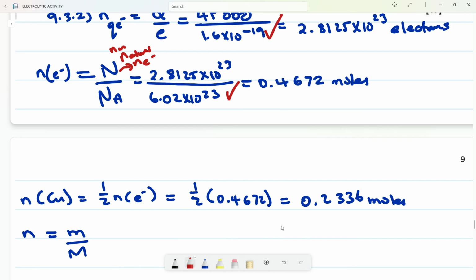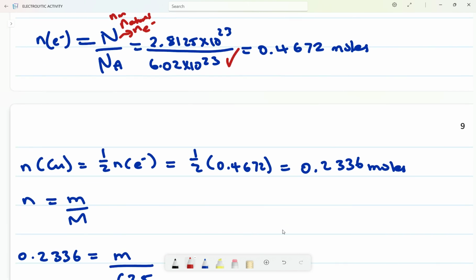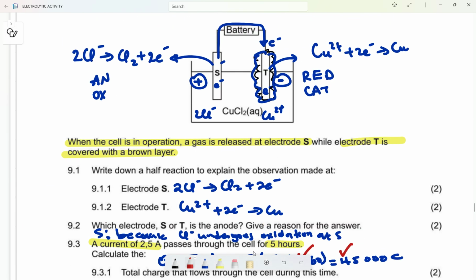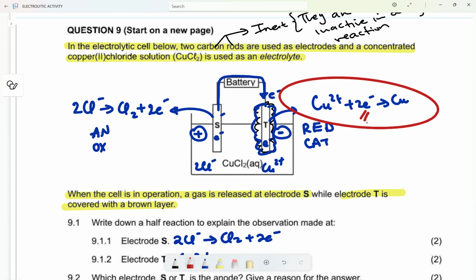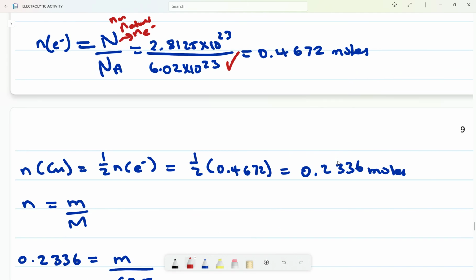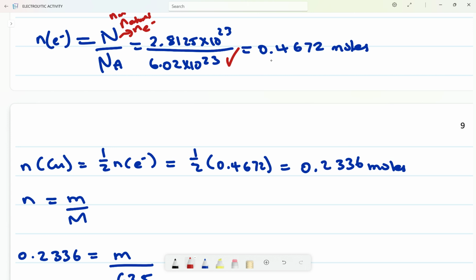I do that by dividing by my what? My Avogadro's constant. But I do not necessarily want the number of moles of my electrons, rather I want the number of moles of my copper. So I need to use the mole ratio between my copper and electron. I know that for electron to copper, there is 2:1. So for every x of this, there should be x divided by 2 of that. Hence, if the number of moles of electrons is this much, for copper there should be half of those, so I say 1 divided by 2 of that.